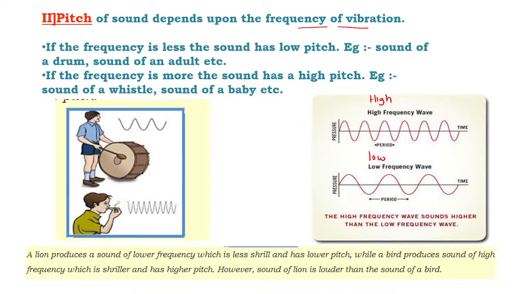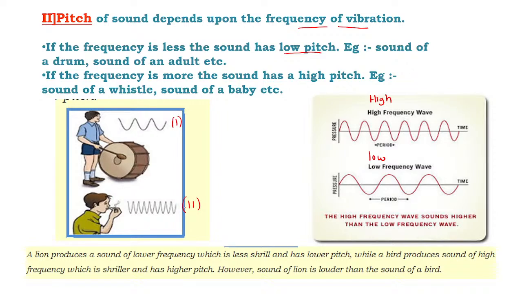Okay, which factor determines the pitch? It is the frequency that determines the pitch. So if the frequency is less, it will be low pitch sound. If the frequency is high, then it will be high pitch sound. Okay, let me explain with the help of an example. For example, a drum is shown with this wave pattern, whereas when you whistle it is shown with this wave pattern.